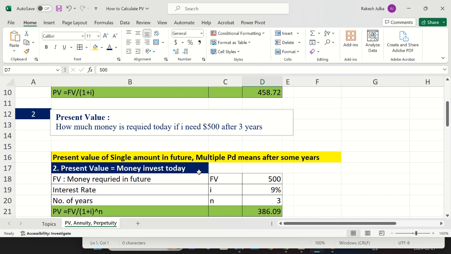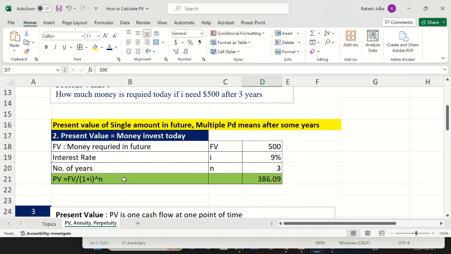Now the second case is, how much money is required today if I need $500 after 3 years, right? The one amount after 3 years. So how much money will we need to invest today? In this case, the formula changes a little. So the formula here will be the future value divided by 1 plus rate of interest, raised to 3, right?